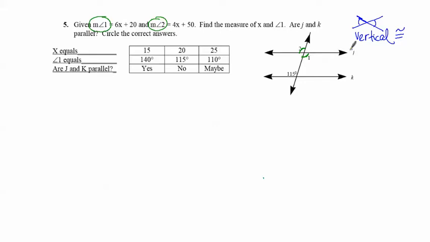So that now should help me set up the equation that I need to solve for x. The expression that represents angle 1, which is 6x plus 20, should equal the expression that represents angle 2, because in vertical angles, these two should be the same. So that's what we're going to write. 6x plus 20 is equal to 4x plus 50. All we have to do now is solve this.